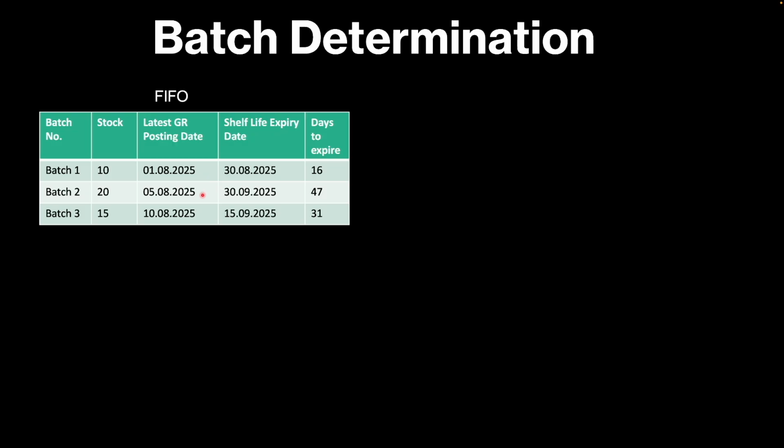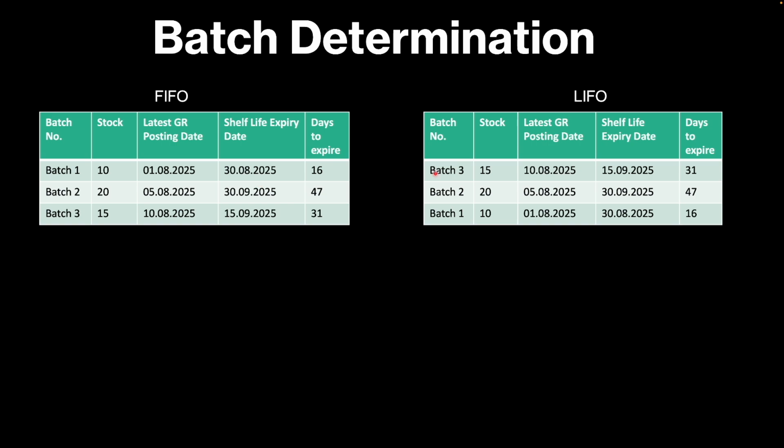Then let's see what will happen in last in first out. In this case, system will sort the batches based on the latest GR posting date in descending manner. So you can see here, this is how system will determine the batches for last in first out.